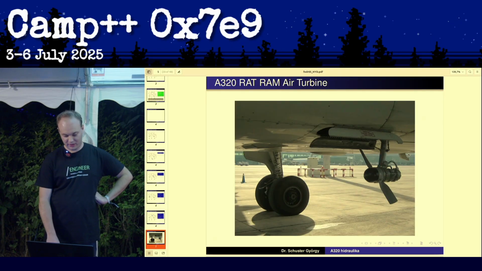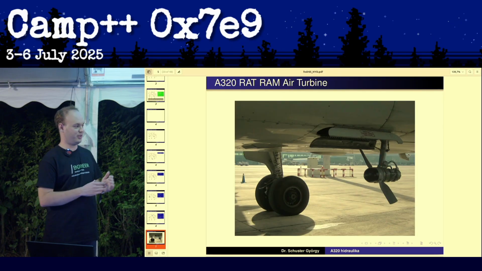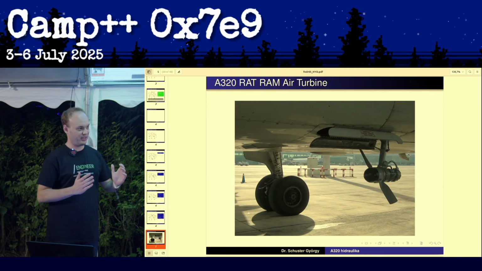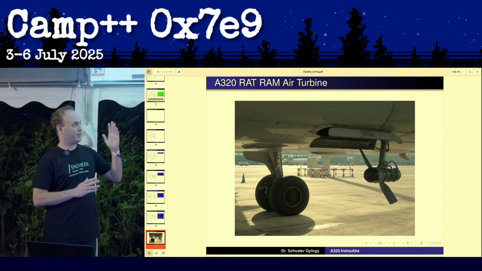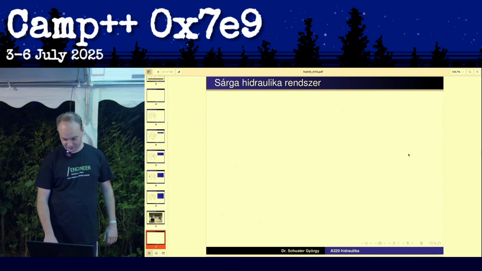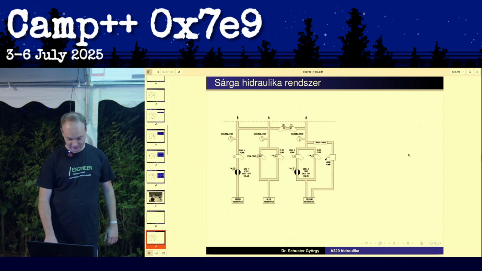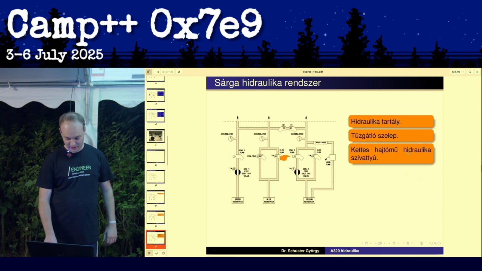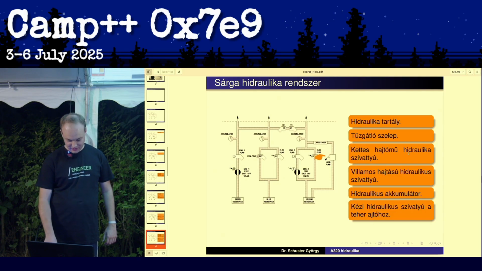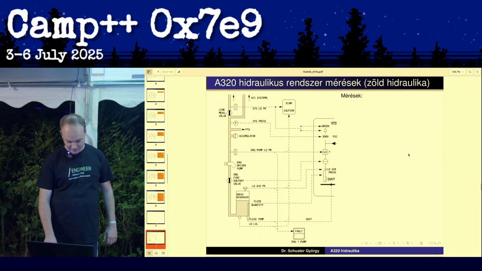And this is for when you lose basically both engines and the APU, because there are also batteries on board, but those are really too small to power everything. And you have the Ram Air Turbine to power just the essentials. Yeah, that's the yellow hydraulics, the pump from engine number two, and the hand pump.